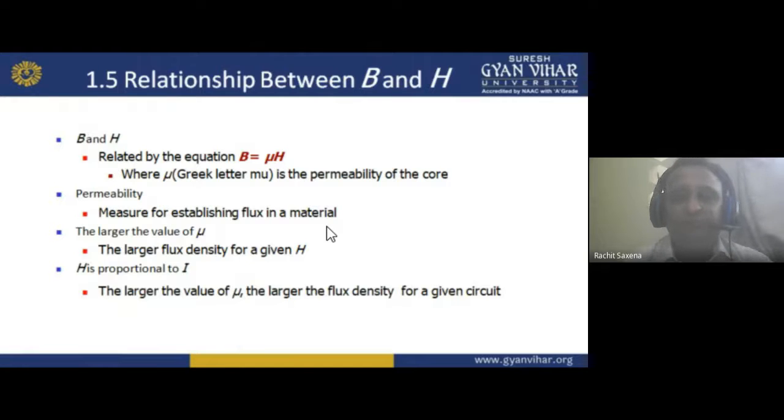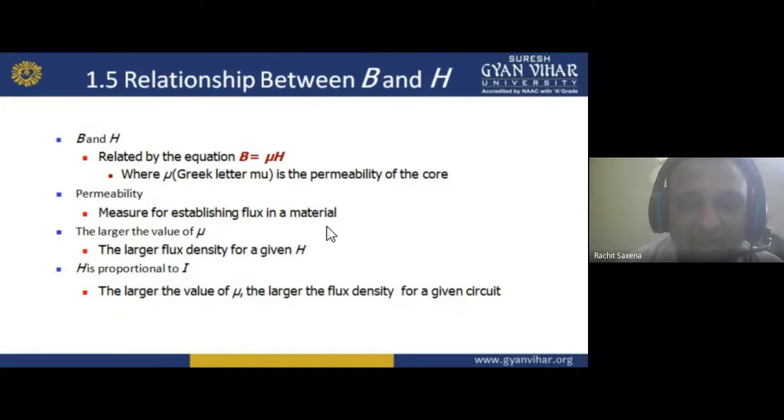If it is in proportional form and I want to remove the proportionality, then we have to use a constant, that is mu. So B is equal to mu H, where mu is the permeability, H is the intensity, and B is the magnetic flux density. So magnetic flux density is equal to permeability into intensity. If I want to calculate the permeability, then I can say B upon H. With the help of density and intensity, the ratio of density to intensity is known as permeability.